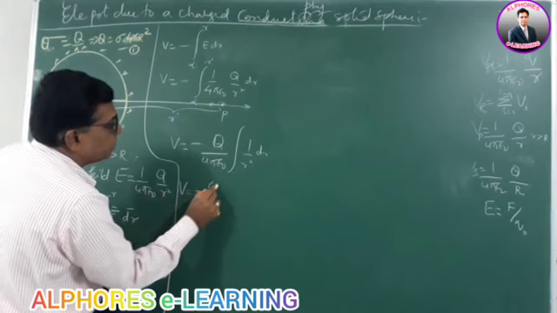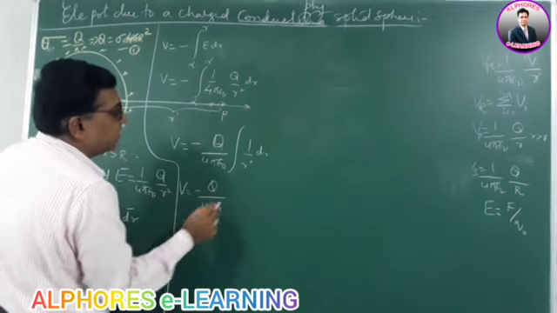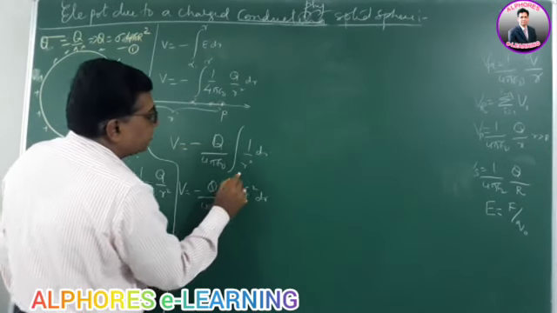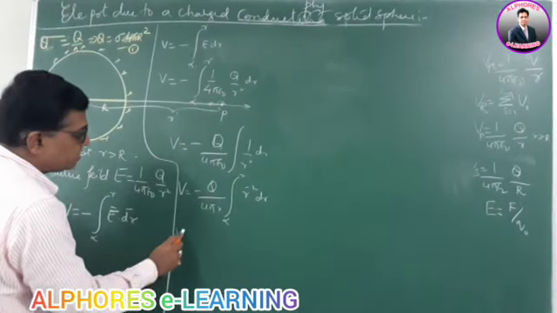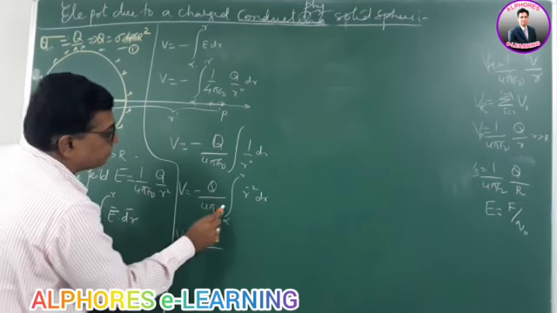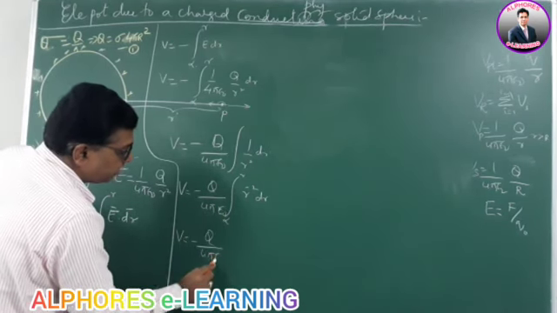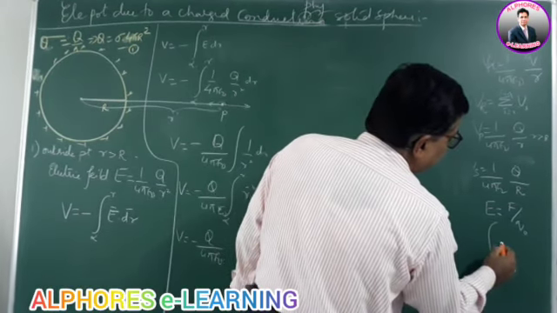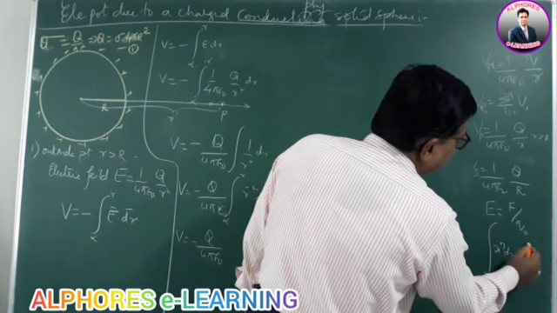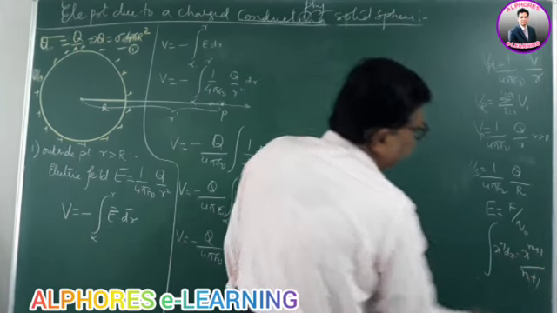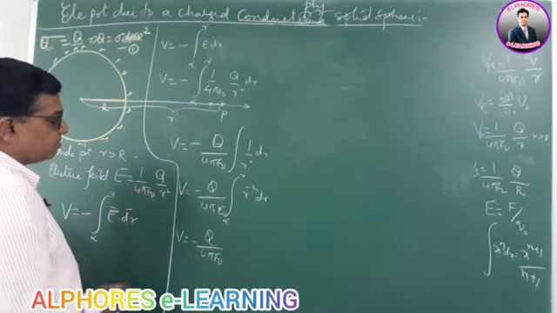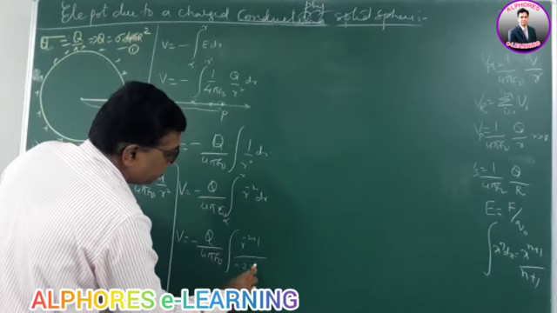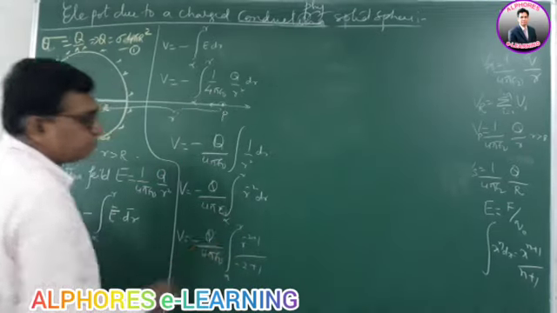So V is equal to minus Q by 4 pi epsilon naught, integral of R power minus 2 dr, from infinity to the point. Integral of x power n dx is x power n plus 1 by n plus 1. So it is R power minus 2 plus 1 by minus 2 plus 1, from infinity to R.